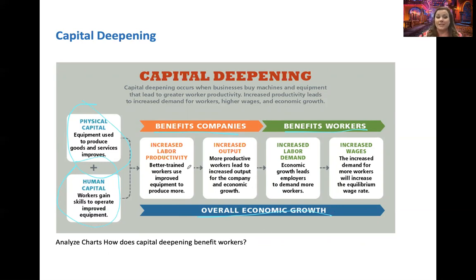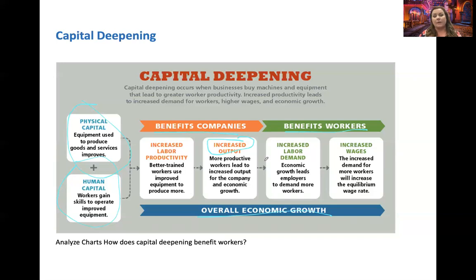For businesses, if my employees are producing more, like more per hour, that's great. Yay. That's going to increase my output here. I'm going to have more products to sell. That's going to be bigger profits. Yay. I want to do that.